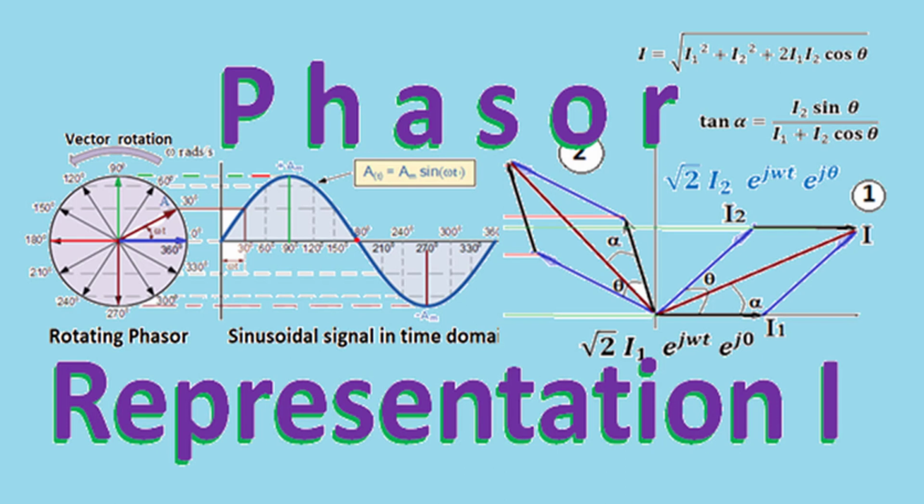Today in our playlist of basic electrical engineering and class 12th physics, in our chapter alternating current circuits, we'll understand the most important concept to analyze alternating current circuits, the phasor representation.